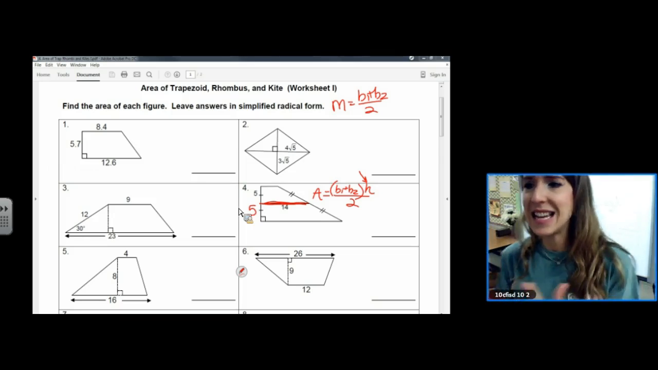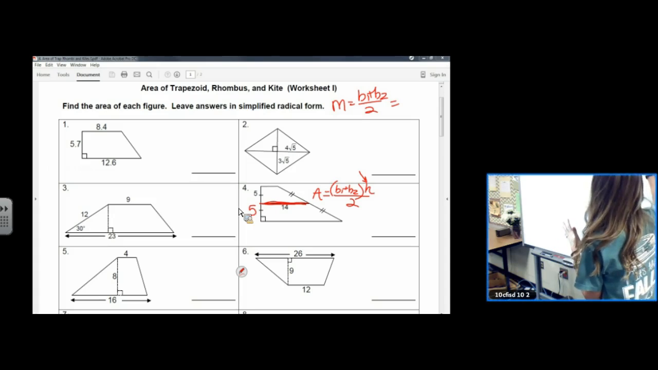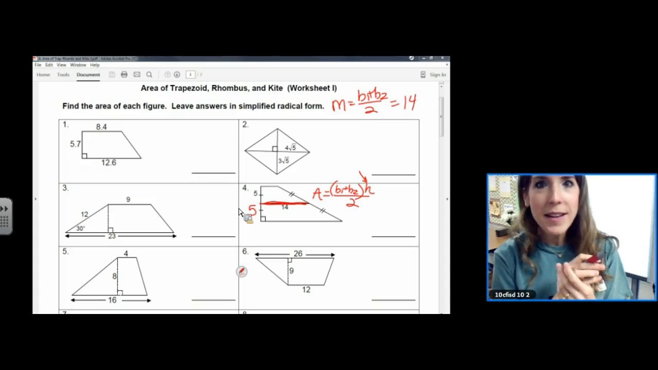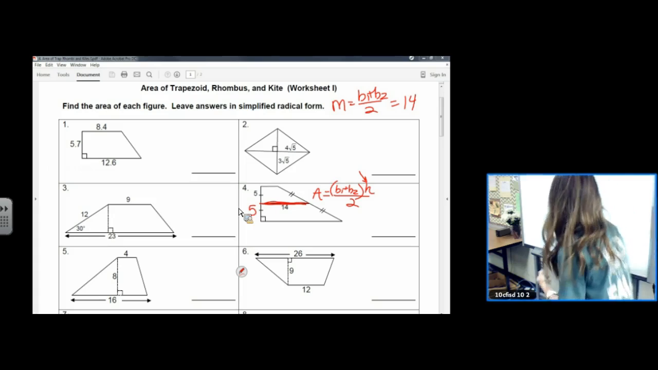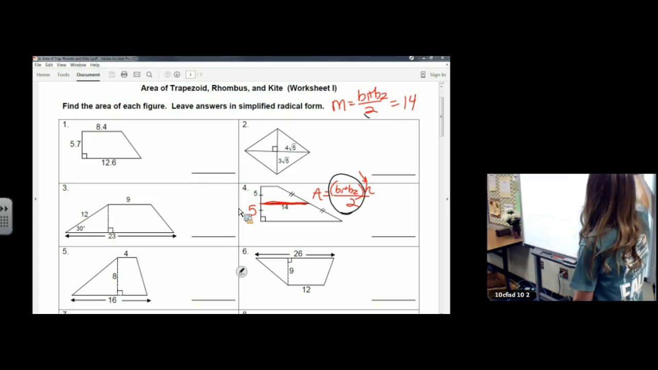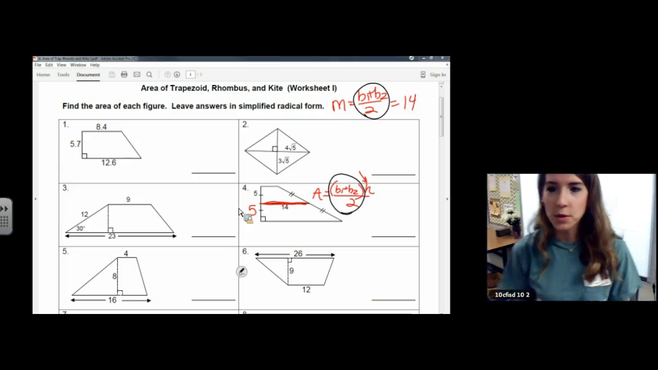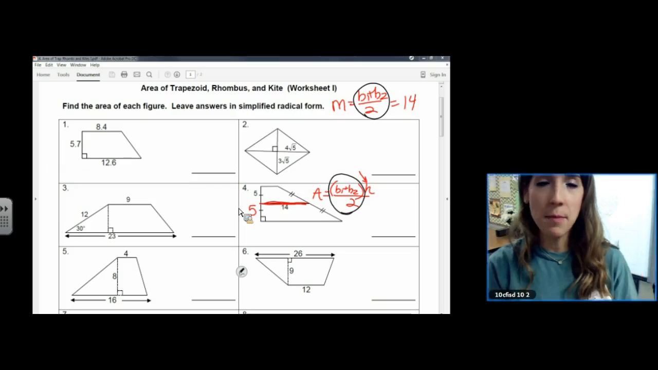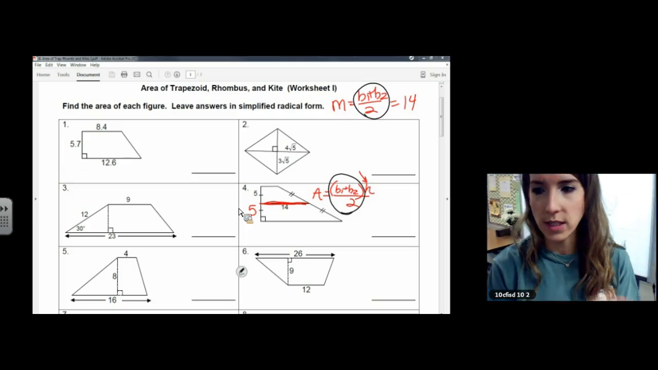So 14 is base 1 plus base 2 divided by 2. Who sees something familiar? Oh my gosh, those match. They match. So instead of base 1 plus base 2 divided by 2, I can replace it with 14.